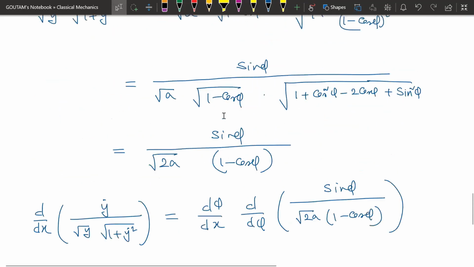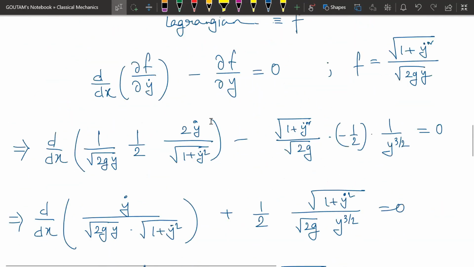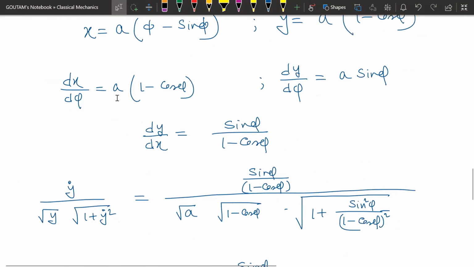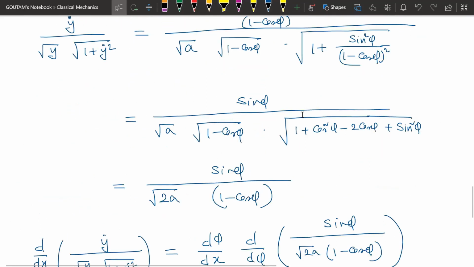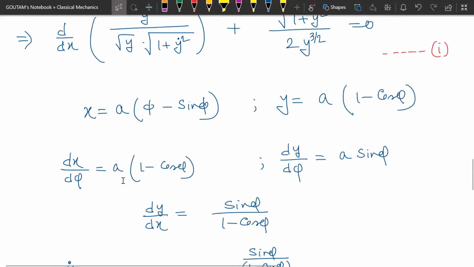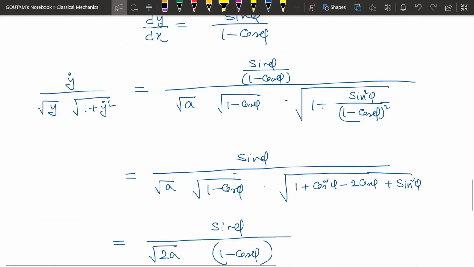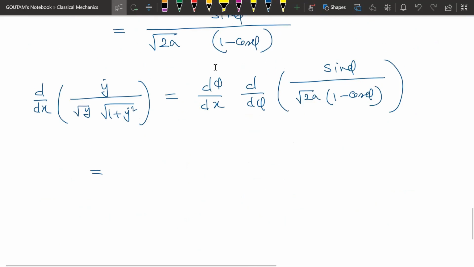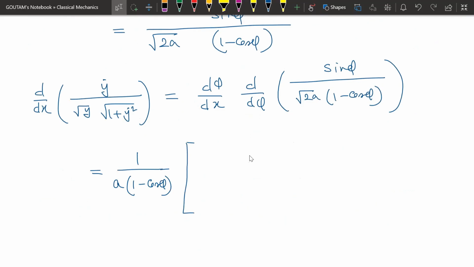Now dx/dφ will be a times (1 minus cos φ), right? And this dφ/dx is 1 by dx/dφ. So that means dφ/dx will be 1 by a times (1 minus cos φ). Now we need to take the derivative. This root 2a is a constant, so we can put it outside. Let's put it outside.